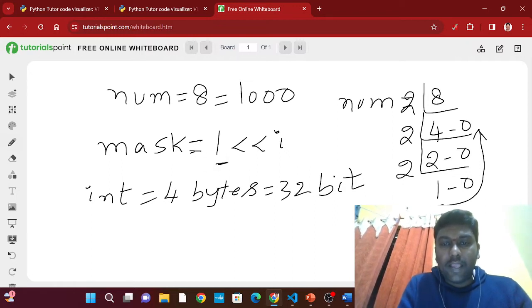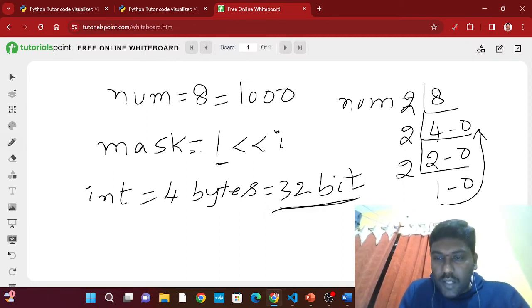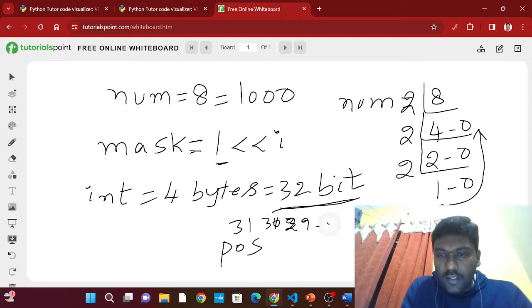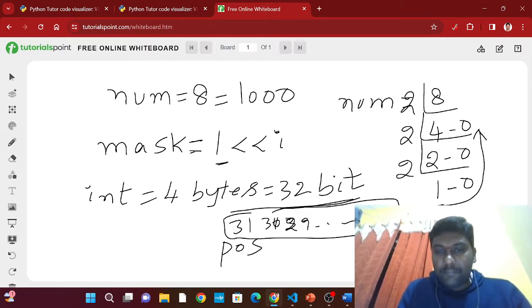How many times? 31 times. That means even though it is a 32-bit number, the positions start from 0. The most significant position is going to be 31. So 31, 30, 29 and so on up to 0. This is the representation we are going to have for the binary representation.